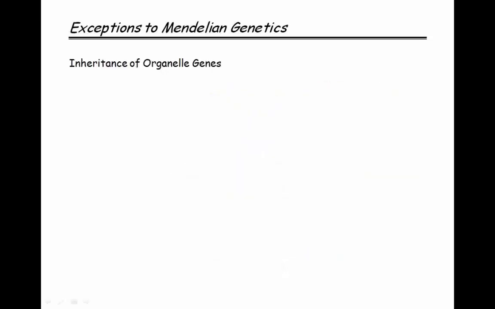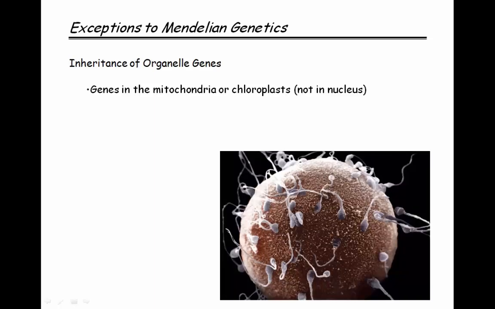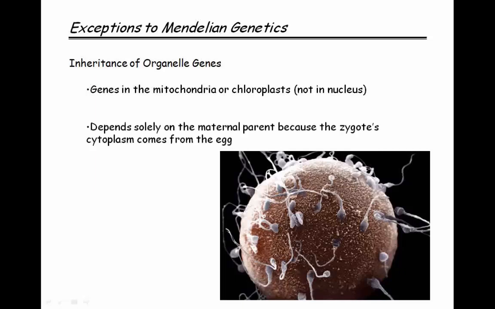The last thing we want to talk about in this chapter is the inheritance of organelle genes. All of the inheritance we've talked about so far has been nuclear genes, or genes that are located in the nucleus. So that was all based on meiosis. Well, keep in mind that we do have some genes that are not in the nucleus. So these would be in the mitochondria and the chloroplast. And in this case, it is going to depend solely on the maternal parent. So this means that we inherit all of our organelle genes from our mother.